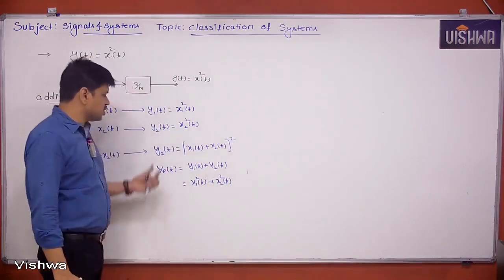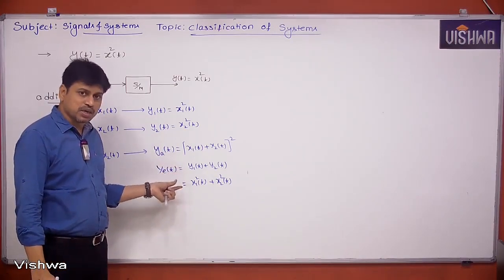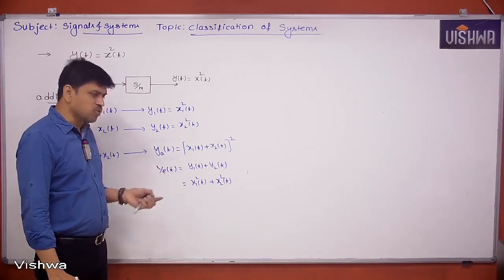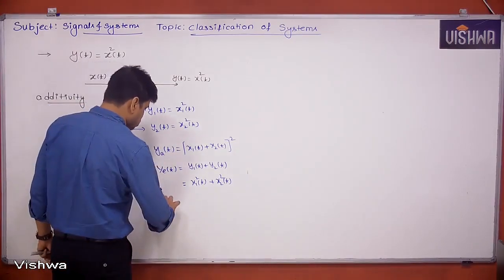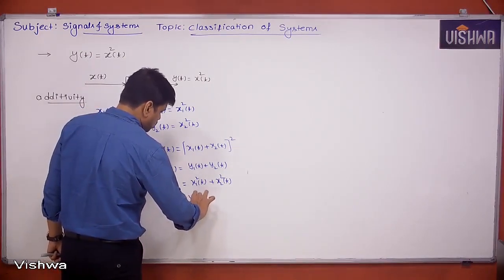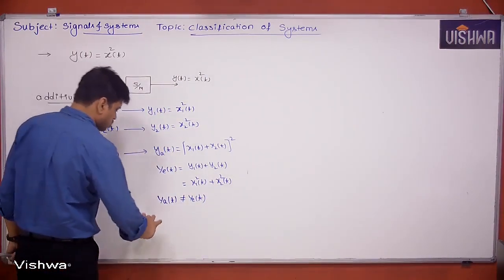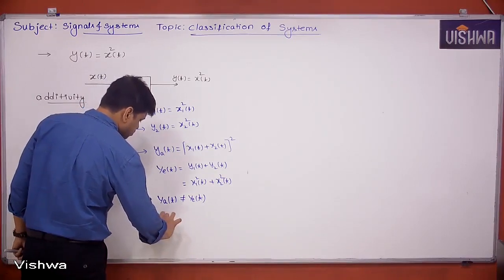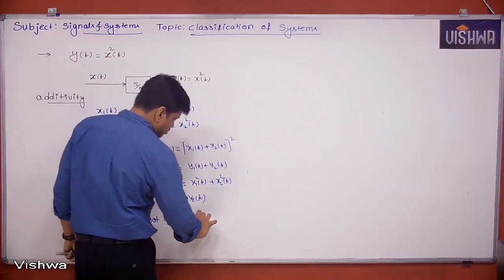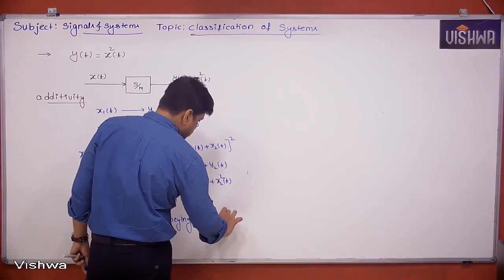If you observe carefully, this is the actual output given by the system, and this is the expected output if the system is obeying the additivity principle. So by comparing them, the actual output is not equal to the expected output. From this I can say the system is not obeying the additivity principle. So directly I can say from this the system is non-linear.